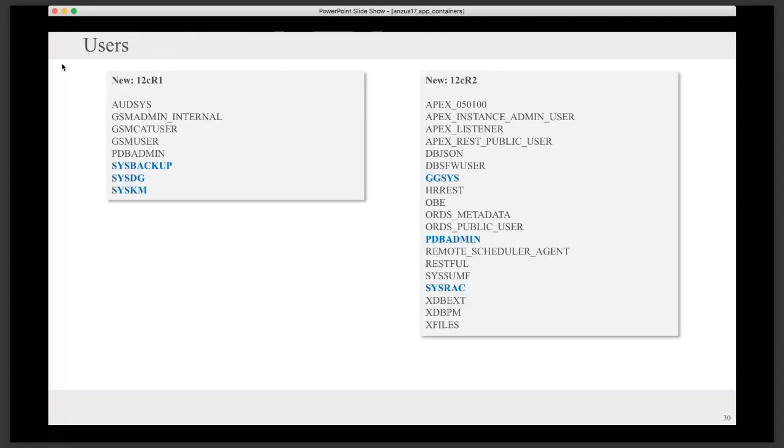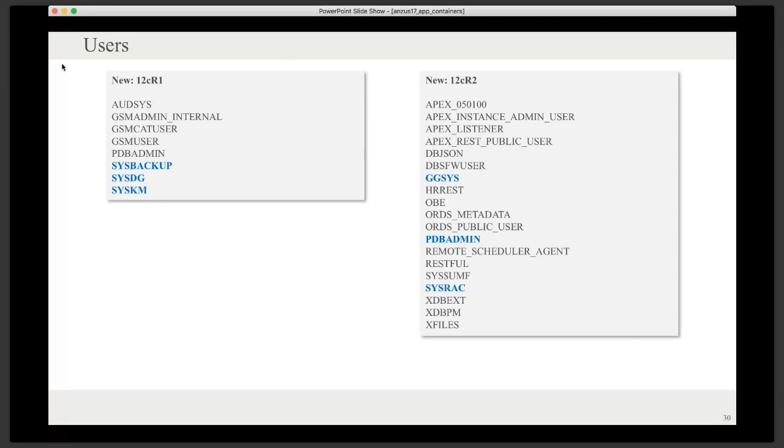Now, there's 2 reasons I have the slide here. One is the obvious, which is Oracle created some new users, and you need to be aware of what they are and who they are. And the second one is, I hate to break this to the DBAs, but Oracle is probably going to announce that they're deprecating sysdba. They want to make sysdba go away.